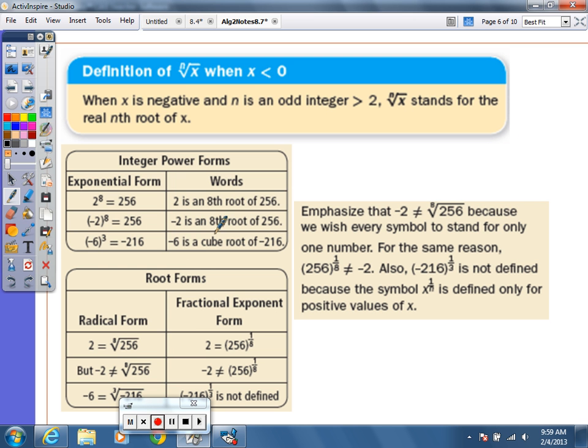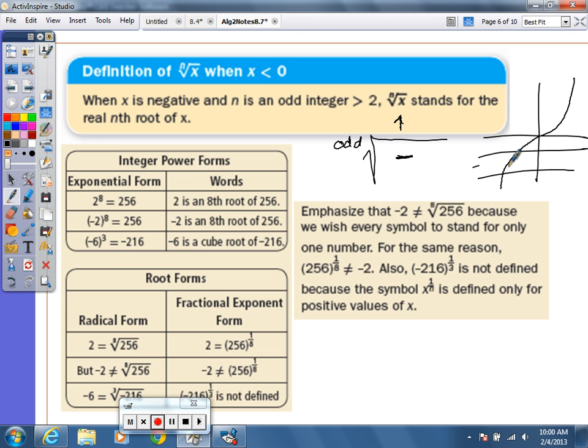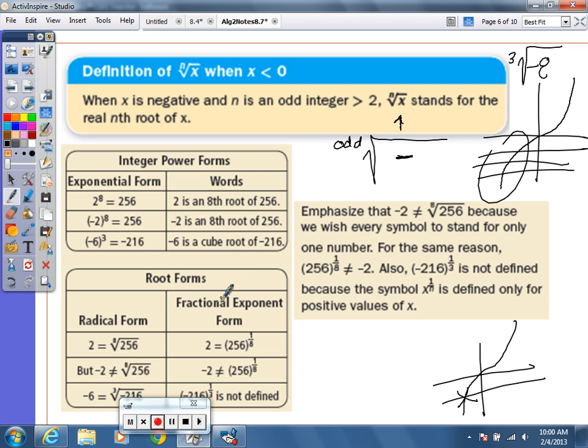Okay, when x is negative and n is an odd integer greater than 2, so if we have a negative number underneath here, and you have odd roots, an odd root of a negative stands for the real nth root. This is okay. If you have an odd root, you can have a negative underneath it. Go back to what we know about odd roots. Odd functions look like this. There are negative values, and it gives you a real number out. It's going to be a negative. So if you take the cube root of -8, that's okay, because the graph of y equals x to the third looks like the snake. -8's down here. There is a real value where this works.